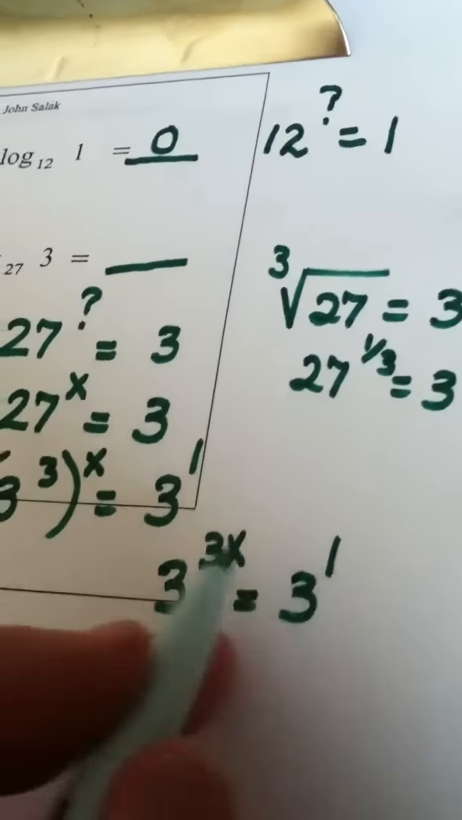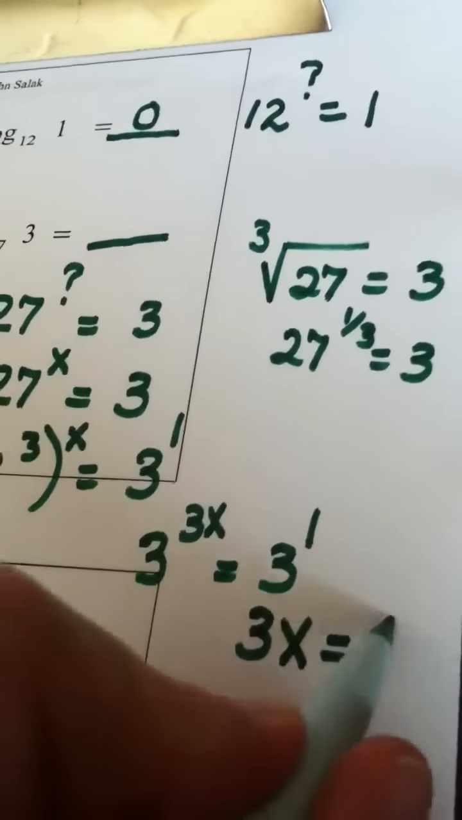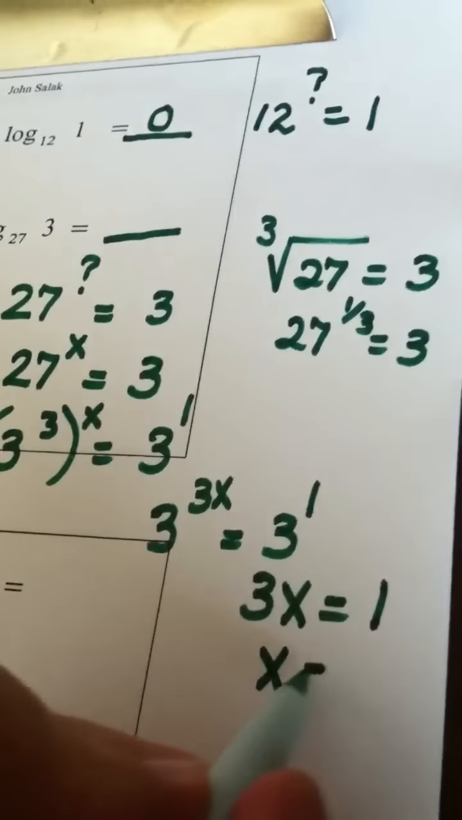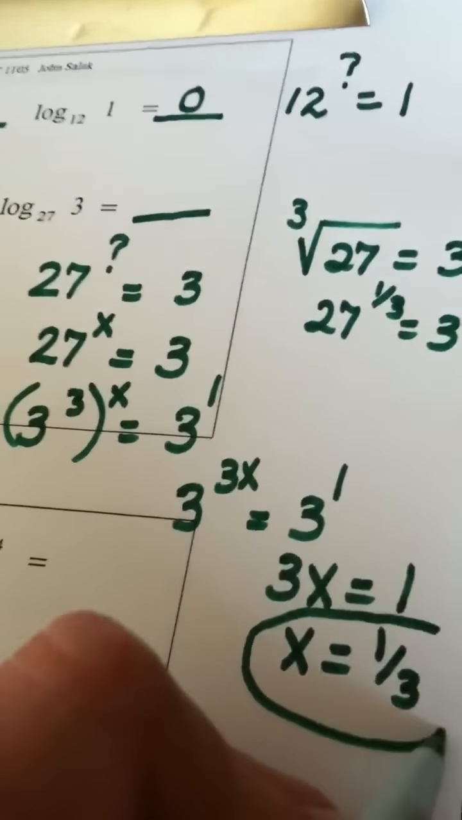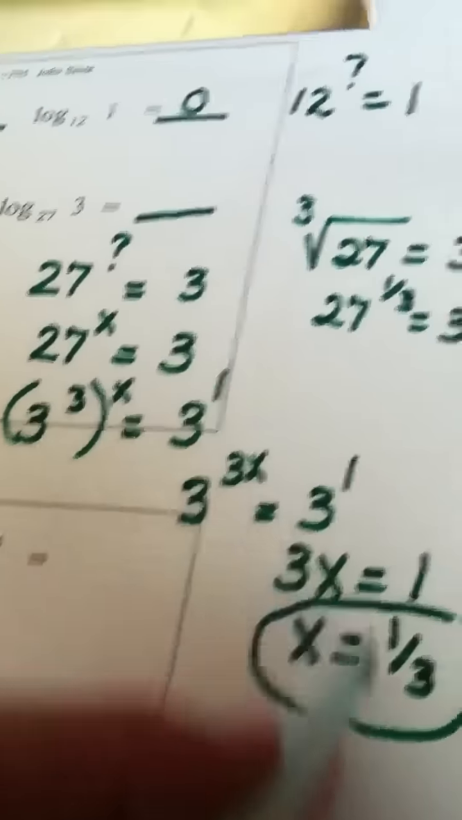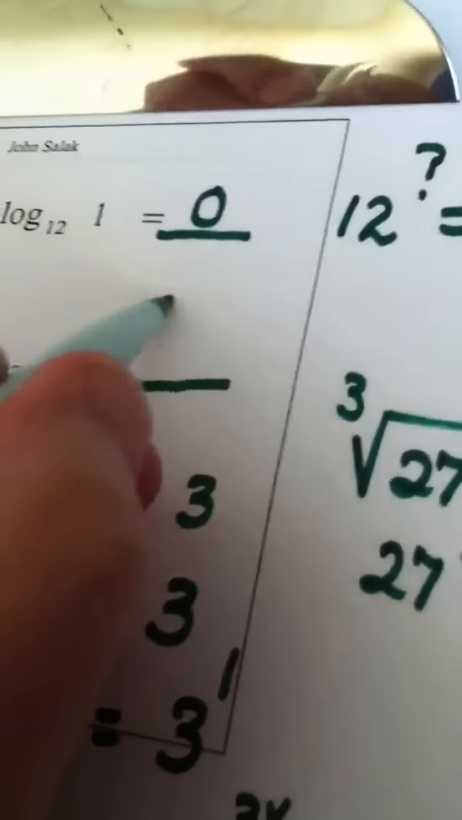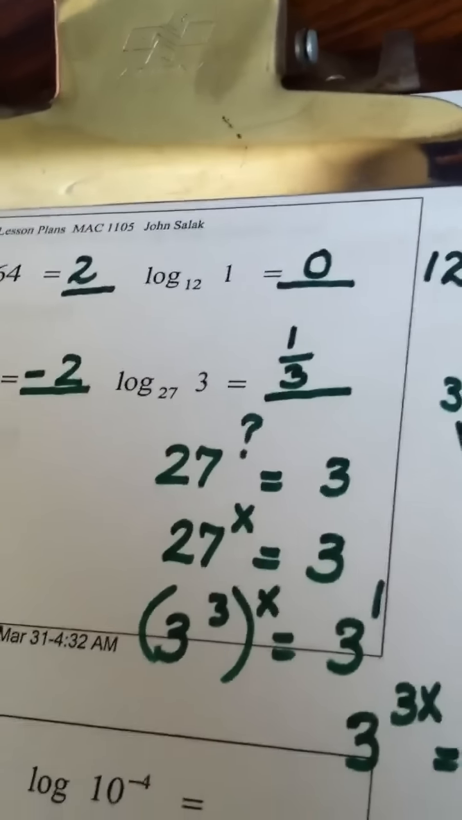And basically here, the only way these two expressions could be equal, since they both have base 3, is for the powers to be equal. So that means 3x is equal to 1. When I divide by 3, x is 1/3. So whether you just see it right off the bat or whether you have to do a little bit more work to see it, the correct answer is 1/3. All right.